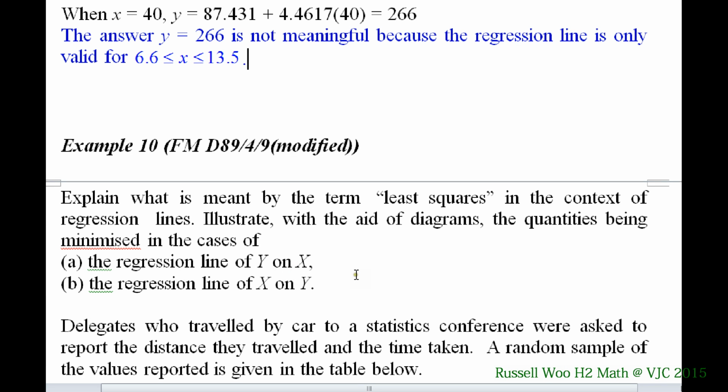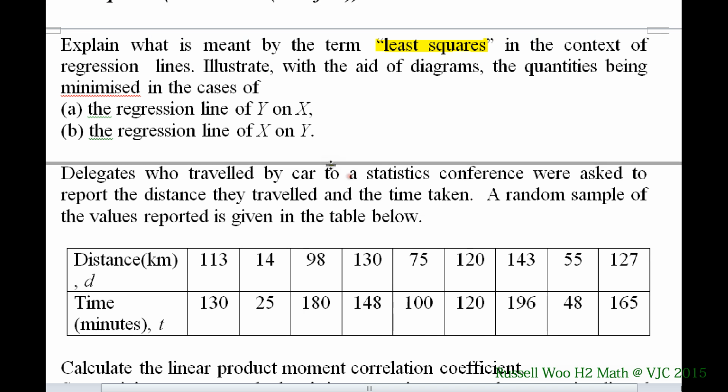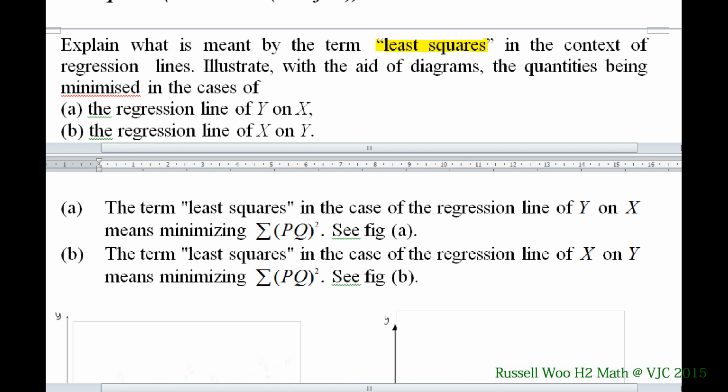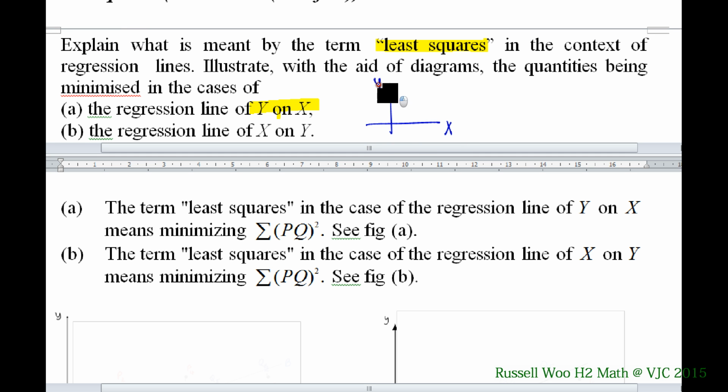It is actually given in earlier parts. Alright? What is the term least squares? Let's look at the solution here. If you want to talk about y on x, can you have attention? If this is x, this is y, then if you draw a regression line, you are minimizing this PQ square, correct? This distance, you are minimizing this error.